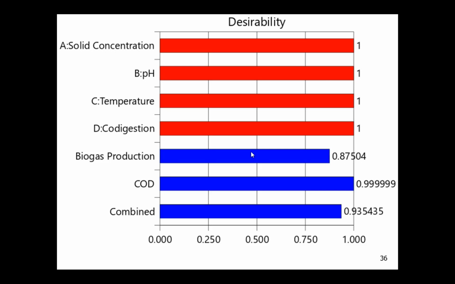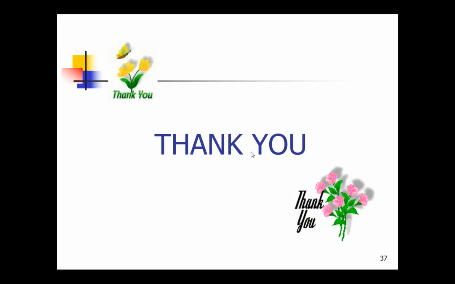So, by taking these averages, we can have the combined desirability value of 0.93. So, from this, we can prove that with the combined desirability value of 0.93, a perfect model is developed during the analysis. So this is all about some of the introductions of the response surface methodology.